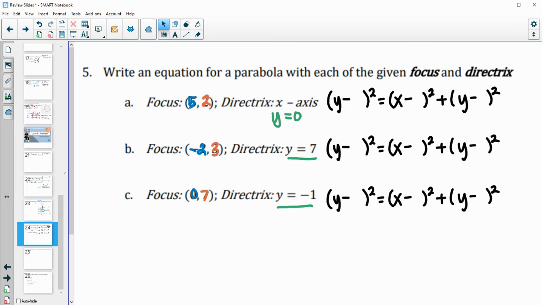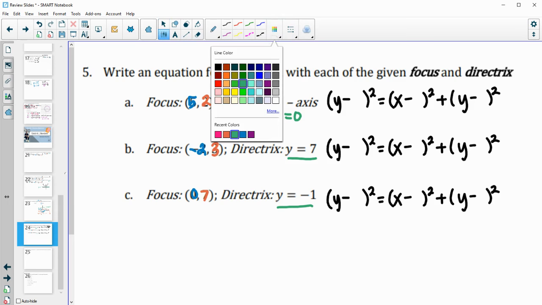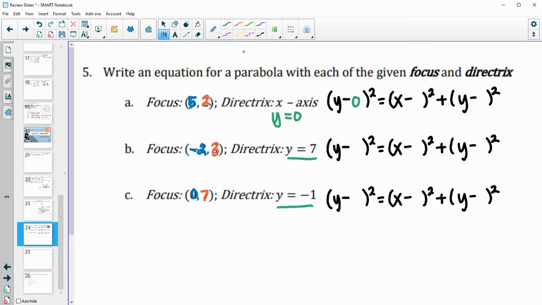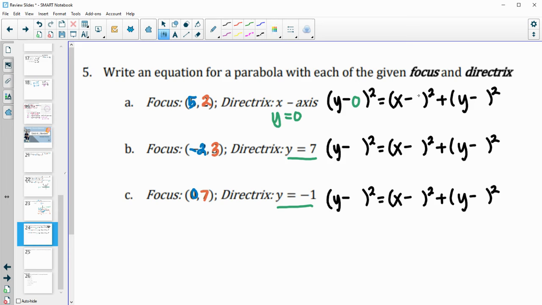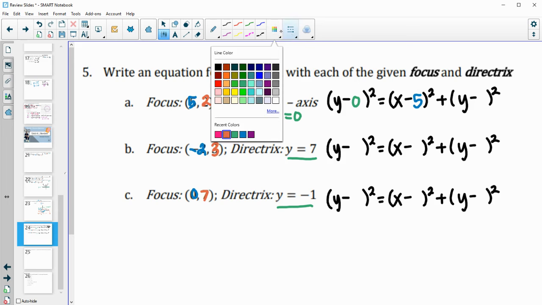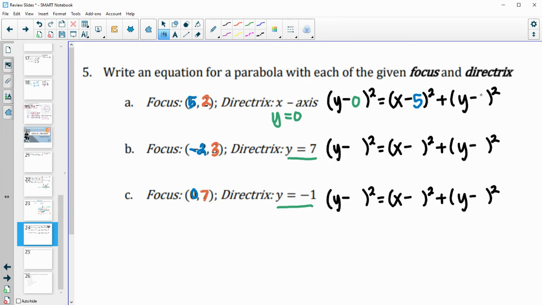So we do y minus the directrix. So in this case, that's going to be y minus 0. And then x minus the x coordinate, which is 5. So x minus 5. And then y minus the y coordinate, which is 2.